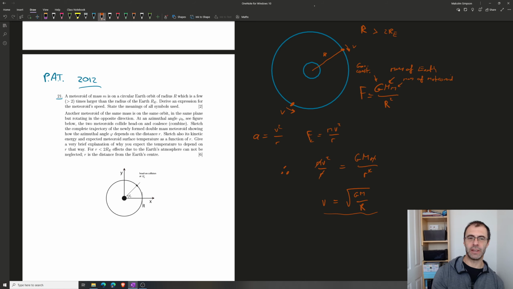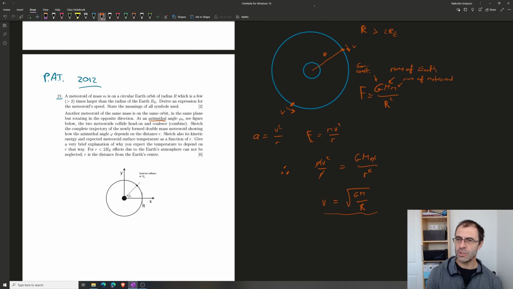Now this phrase, don't worry too much about this. This is just a phrase that refers to spherical coordinates. So if you spotted an object in the sky, this angle is the horizontal angle of that object. So you would have an elevation and you could clock it around from some horizontal direction, and that's all that means. So this first part of this question actually freaks me out a bit. It says, sketch the complete trajectory of the newly formed double mass meteoroid, showing how this angle depends on the distance r.